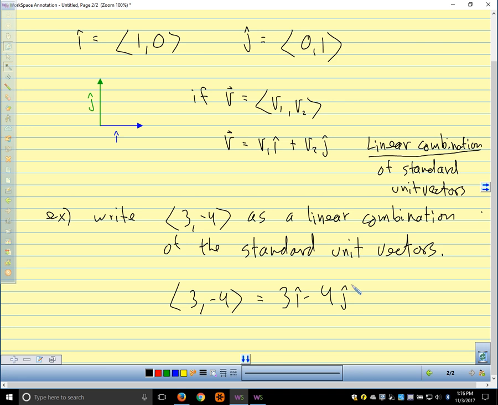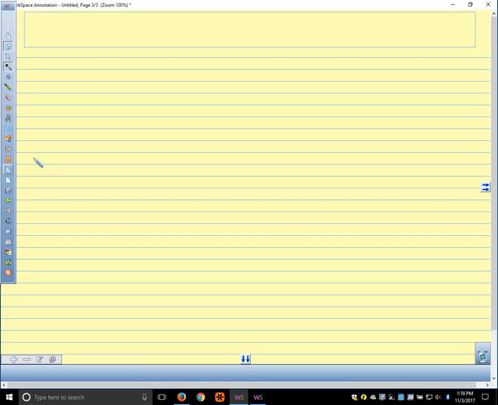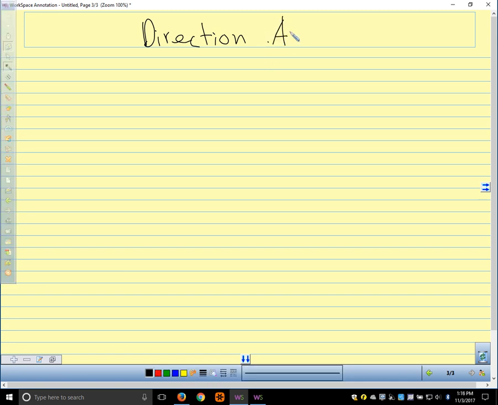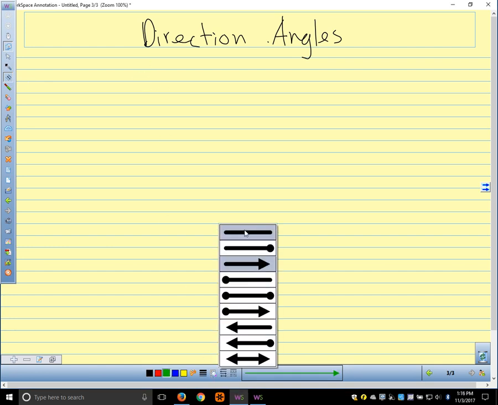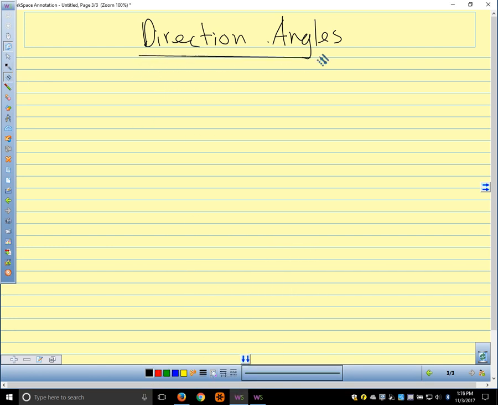I've been promising that we would bring trigonometry back into what we're talking about with vectors. And we've been missing trigonometry for a couple of days. So let's bring that back in. So we'll talk about direction angles. And what we're talking about here with direction angles really isn't anything new. This is going to be exactly what we did when we first started talking about trigonometry.